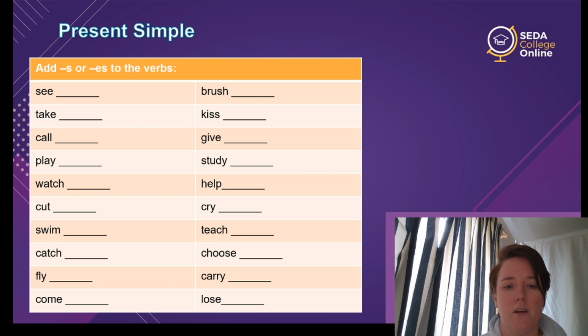Again, any words ending in E, what do I need to add? Any words ending like kiss, it ends in S. I need to add 2 letters to that. And don't forget study again, Y. What do I do with the Y?